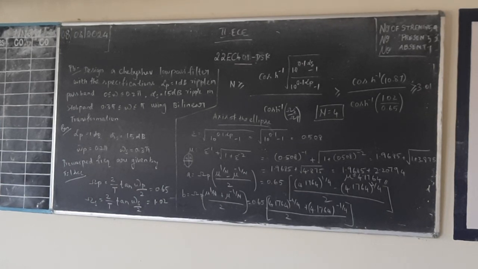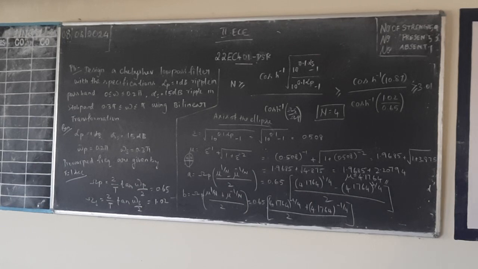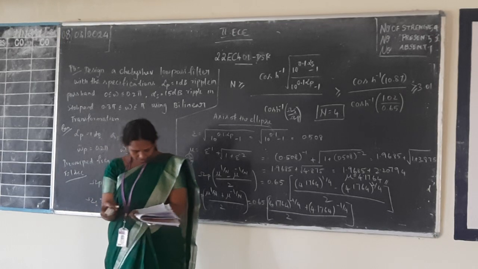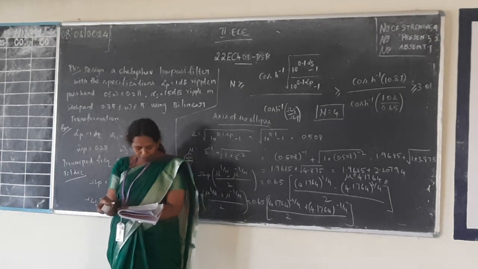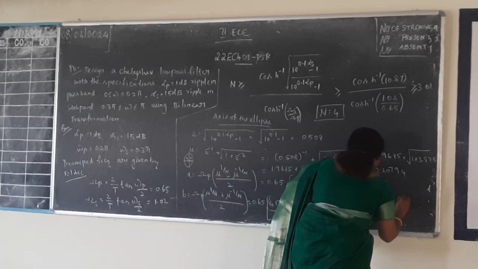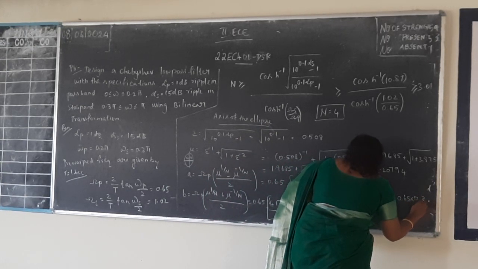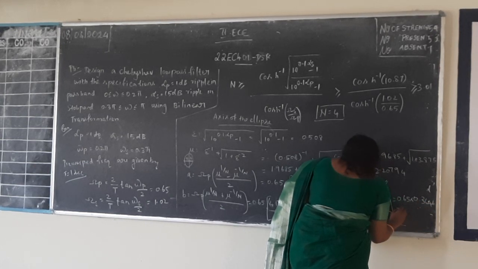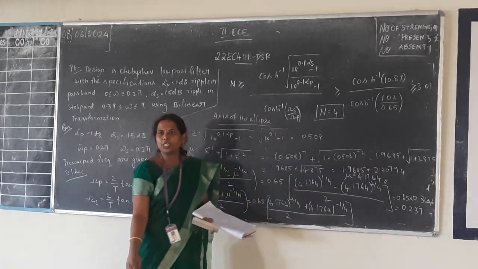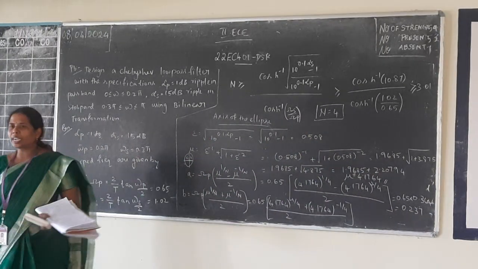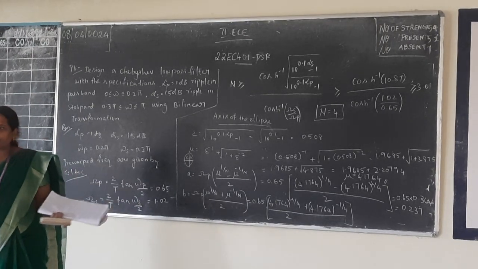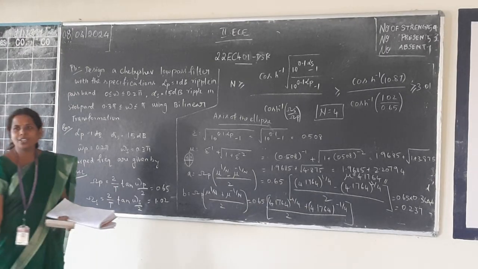What did you get for A and B? A is 0.65 into 0.36, right? 0.65 into 0.46. This is equal to 0.237. So that is 0.237, right? Complete whatever is on the board and check the notes.